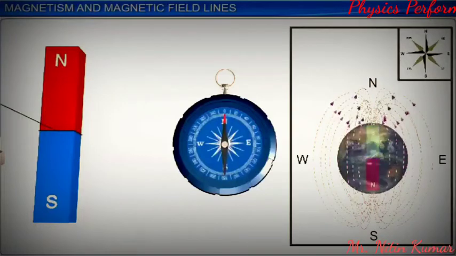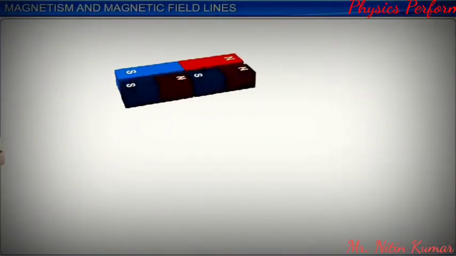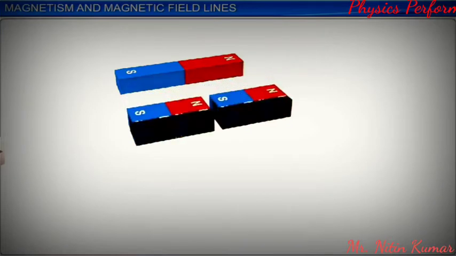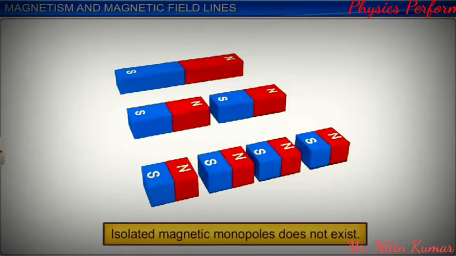If a bar magnet is broken into two pieces, we get two similar magnets with a decrease in the magnitude of their properties. Thus, magnets always exist in dipoles. Isolated magnetic monopoles do not exist. This implies that an isolated magnetic north pole or south pole does not exist.